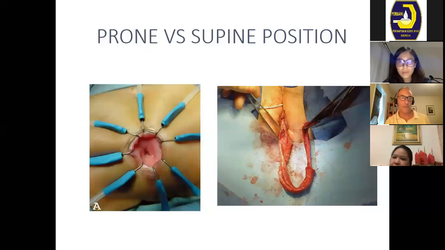And also the visualization is probably a little bit easier and better, especially if you're teaching somebody how to do the operation. The advantage of the supine position is that if you have to do some kind of mobilization inside the abdomen, then you are already in that supine position and you don't have to flip the baby back and forth. So I think either one is fine. You just choose which one makes the most sense to you.